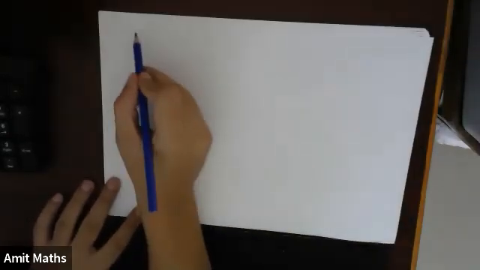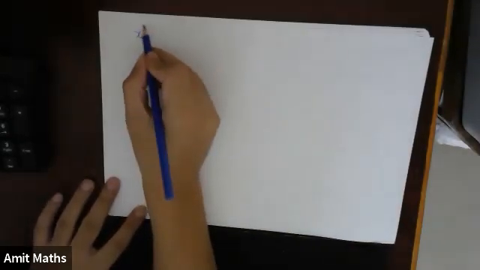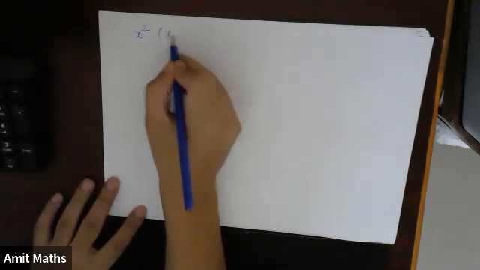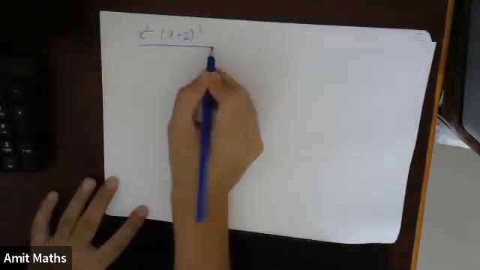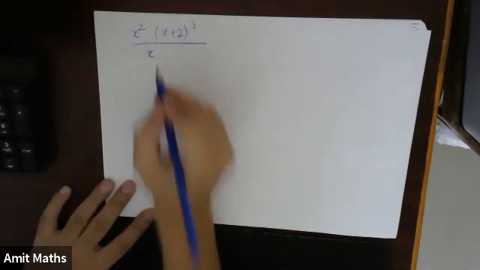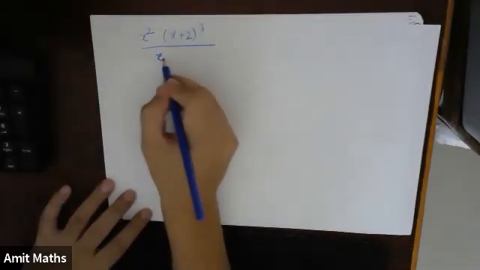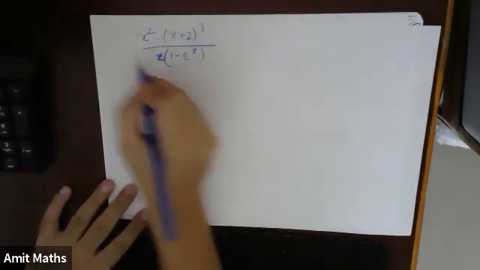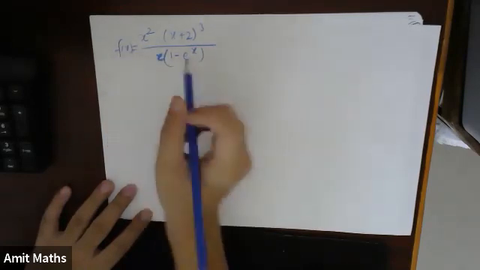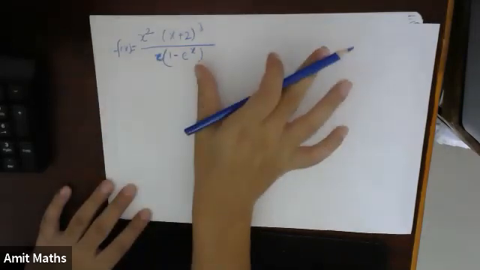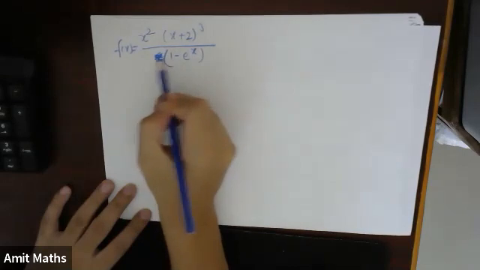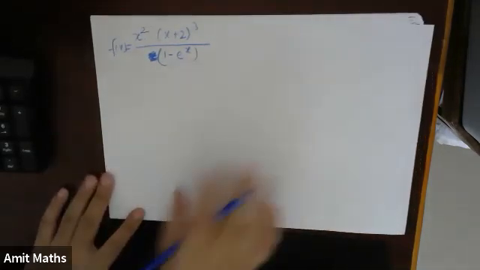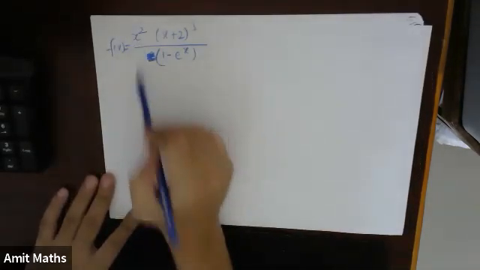So the function was x square into x plus 2 whole cube upon 1 minus e to the power x. Suppose this was my f of x. Suppose there was no under root, and this was my original question.